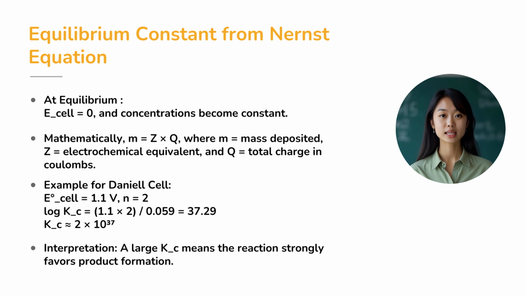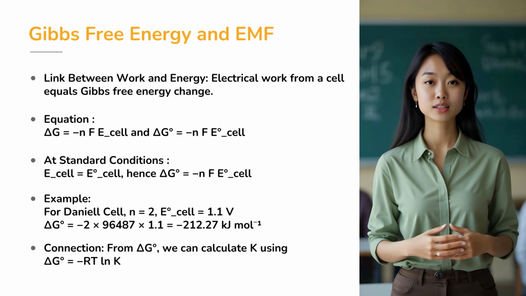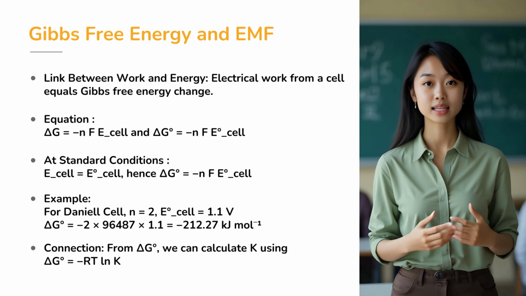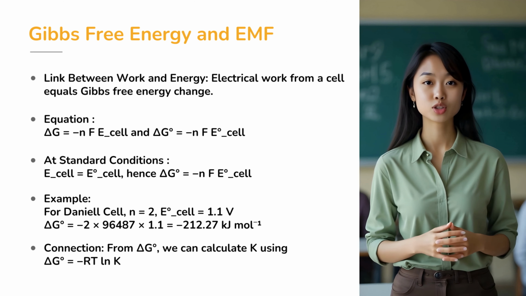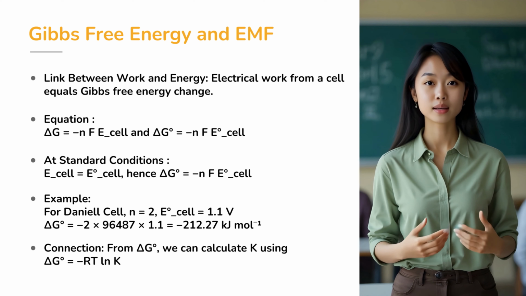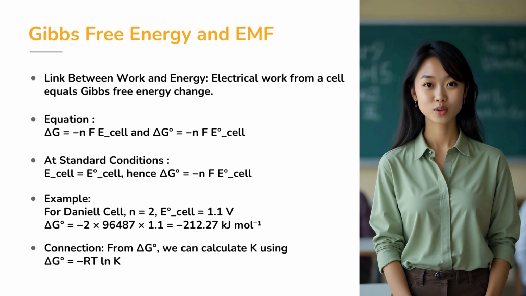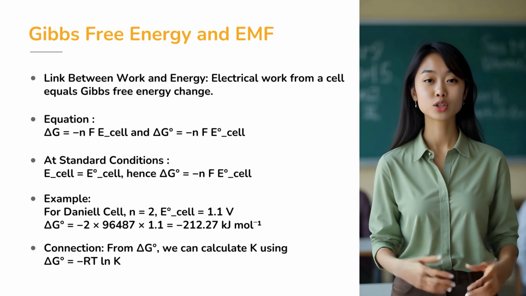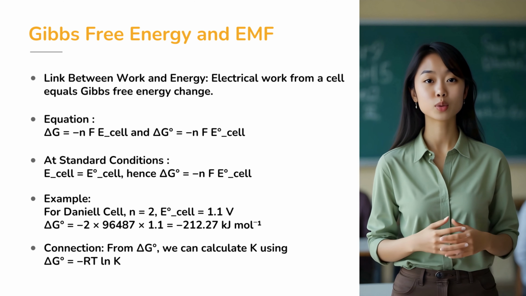So, we can actually calculate how far a reaction proceeds using just the electrode potential. Before we finish, let's connect this to thermodynamics. Did you know that the electrical work done by a cell is directly linked to the Gibbs free energy change of the reaction? Yes. The formula says Gibbs free energy change equals minus n multiplied by Faraday's constant multiplied by the cell potential. That means more voltage, more energy output.